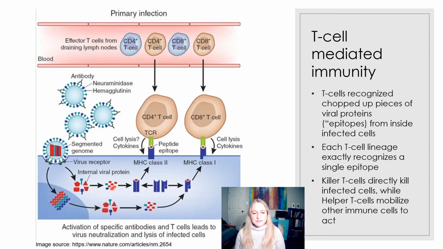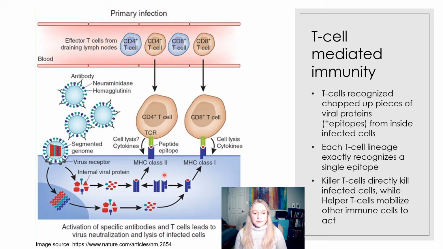So these proteins can get chopped up by the cell and loaded onto molecules called MHC molecules. And the MHC molecules take the little chopped up pieces of viral proteins to the surface of the cell, where they show them to the T cells. And again, the T cells are recognizing these viral pieces, which are called epitopes, very specifically. Each T cell recognizing a single epitope.